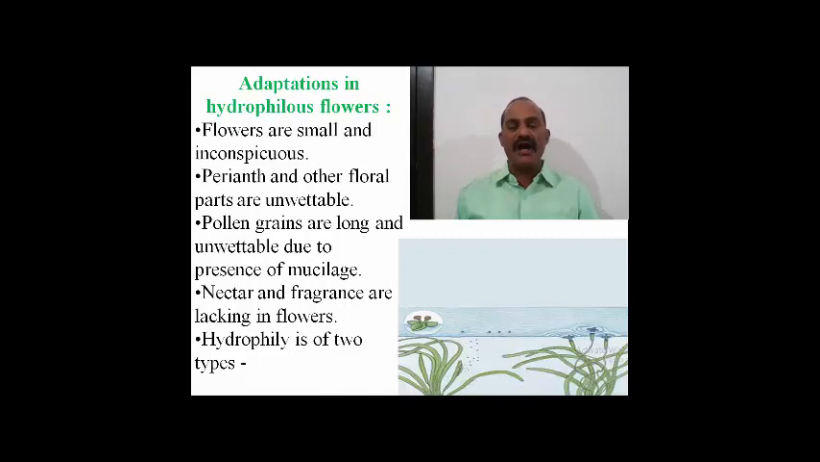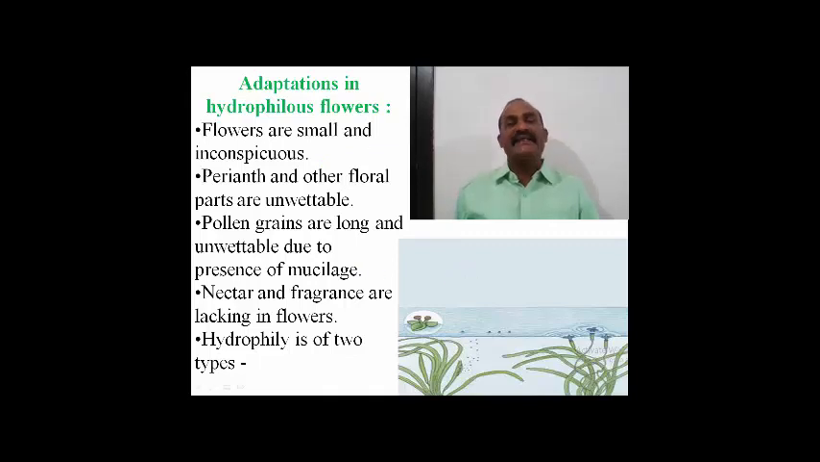Pollen grains are long and unwettable due to the presence of mucilage. The pollen grains are always surrounded by a mucilaginous film. Nectar and fragrance are not required at all, as the bees or insects are not to be attracted. Definitely nectar and fragrance is not required.